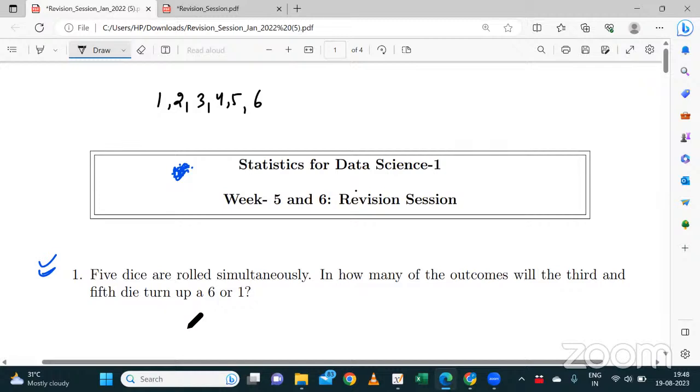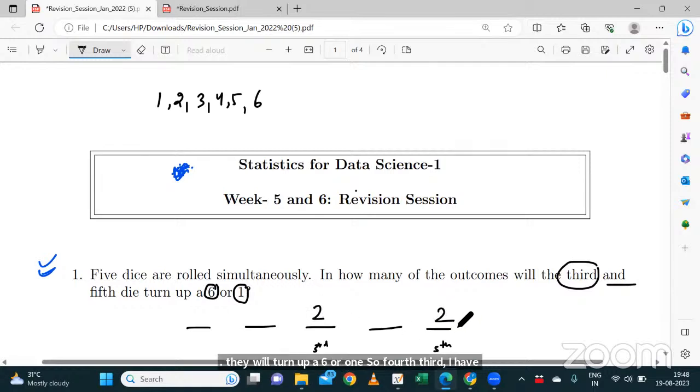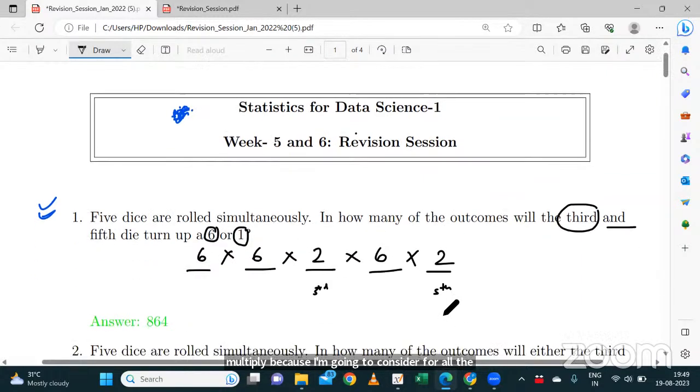Now, tell me one more thing. I have a total of 5 dice. The question says the third and fifth die turn up a 6 or 1, so for the third and fifth die, how many possible outcomes are there? Only 2, right? For the third die I have only 2 ways, and for the fifth die I have only 2 ways. Correct? For the first, second, and fourth, I can get any of the 6 outcomes. We just multiply, because I'm considering all 5 dice. So if you multiply, you will get 864 as the answer.